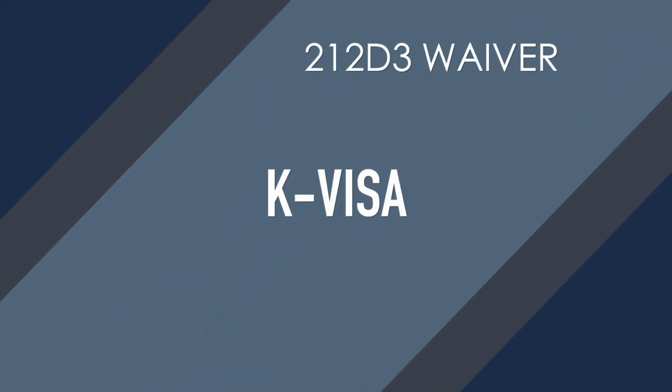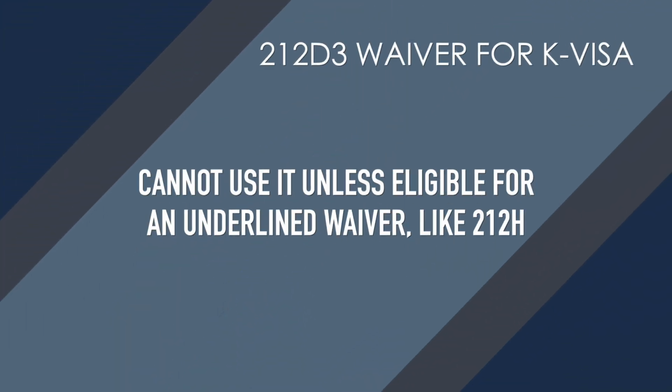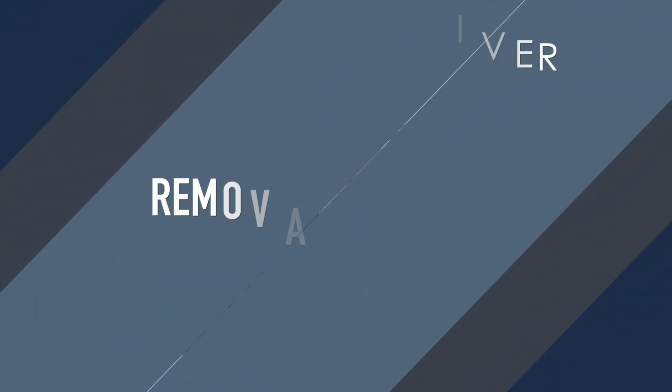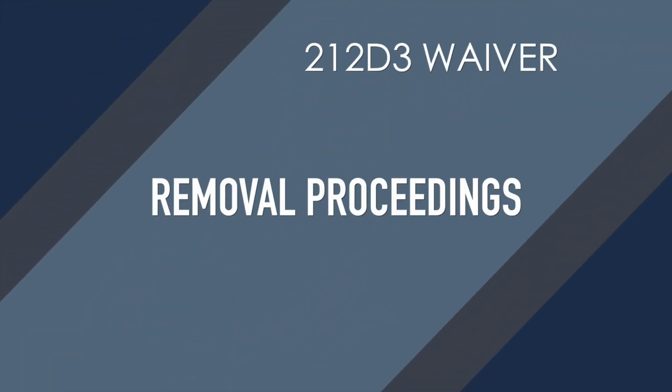A K visa, fiancé visa, right? It's a non-immigrant visa. There's an exception, right? The 212(d)(3) waiver only applies to the K-1 visa in the event that you're otherwise eligible for a different type of waiver, like a 212(h) waiver. Okay, a little tricky on that one. So automatically, you can't use the 212(d)(3) for that particular non-immigrant visa unless the applicant otherwise qualifies, okay? That's an exception. A lot of people don't know this as well.